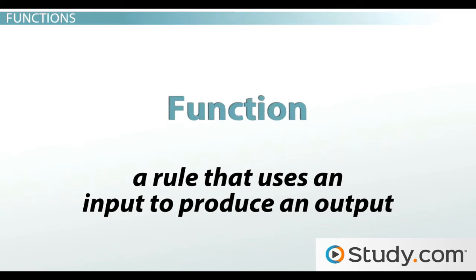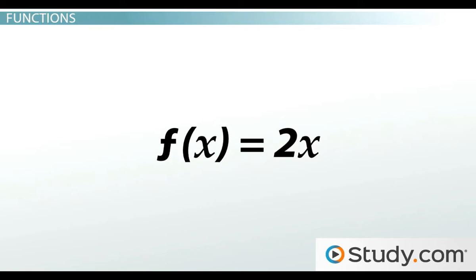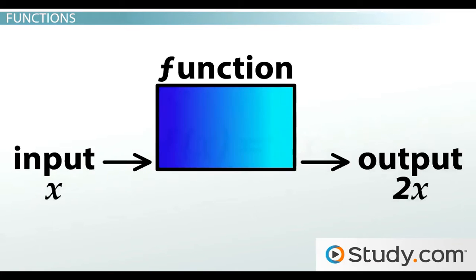A function is a rule that uses an input to produce an output. Let's say you see f of x equals 2x. That just means that for each value of our input x, our function f produces an output of 2x. So if we input 5, our output is 5 times 2, or 10. If we input 7, our output is 7 times 2, or 14.